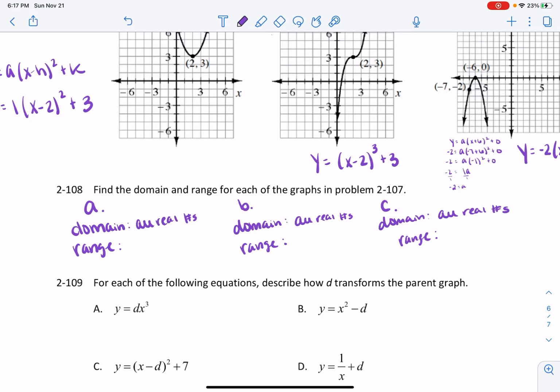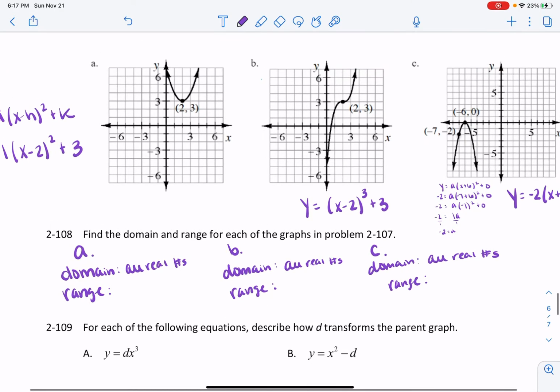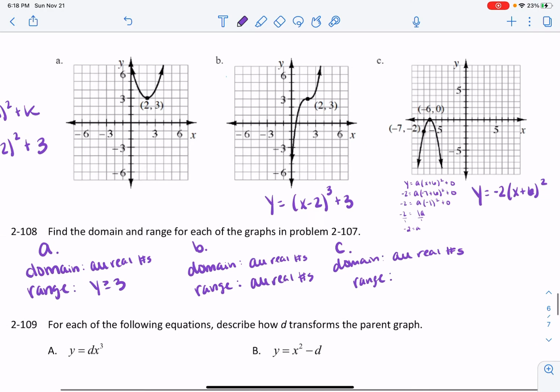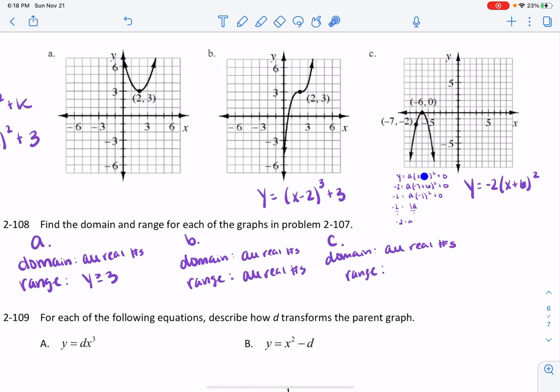Okay, and then for the range, for the first one here, I see that for our y values, we're either at 3 or above. So y is greater than or equal to 3. Here, I don't really see any restrictions. It looks like it's just going to keep going, so that's also all real numbers. And for the range here, I see we're either at 0 or below. So y is less than or equal to 0.